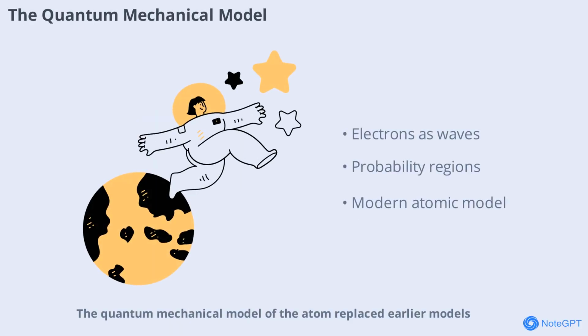The quantum mechanical model of the atom replaced earlier models that pictured electrons orbiting the nucleus like planets around the sun. Instead, quantum mechanics tells us that electrons behave both like particles and waves. This dual nature means we can't pinpoint their exact location, but we can predict the probability of finding them in certain regions. These are the atomic orbitals. This model is more accurate and explains many properties of atoms that earlier models could not.